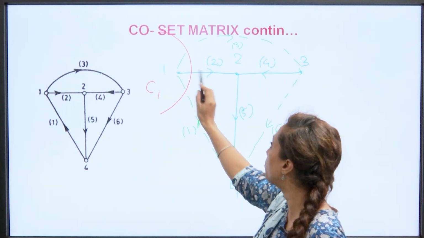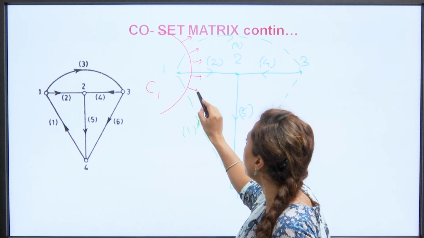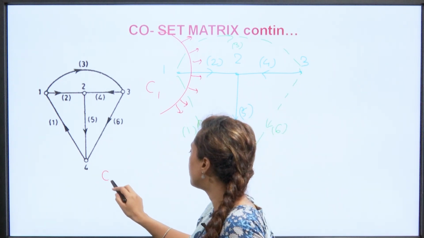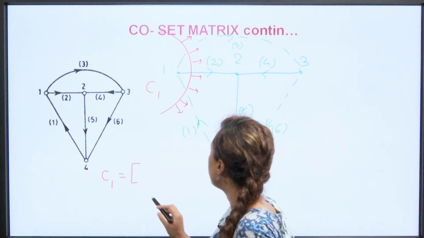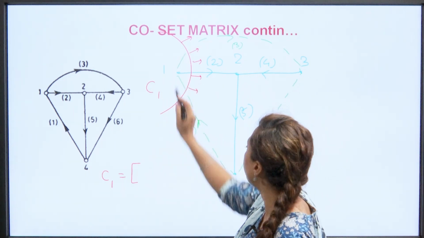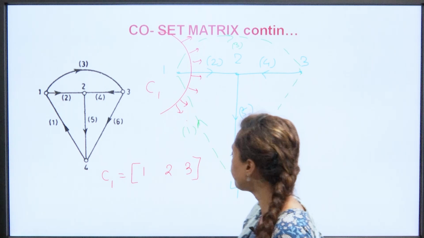It means it is going outward. So, the direction of your cut set is also moving outward, right. So, we will write the fundamental cut set, that is C1 is having branches, it is cutting branch number 1, 2 and 3, right.